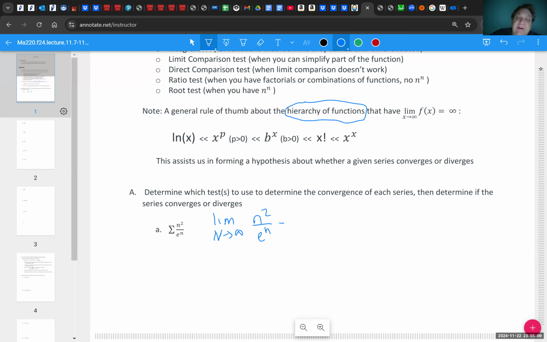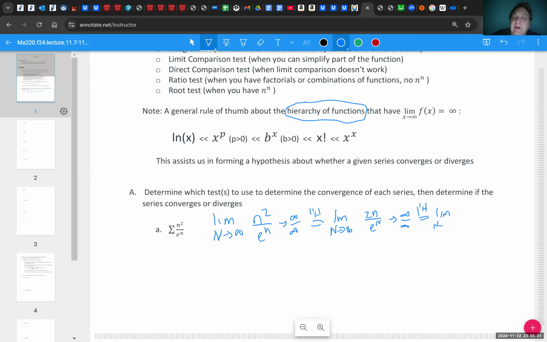This is infinity over infinity, so we can use L'Hopital's rule. And then we differentiate the top. Whoops, I got to write my limit in there. Differentiate the top, differentiate the bottom. It's still infinity over infinity. So I can use L'Hopital's rule again.